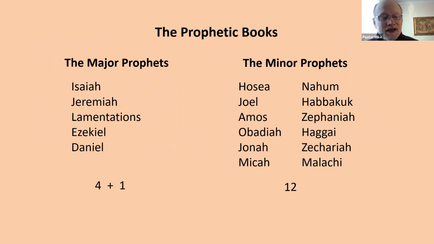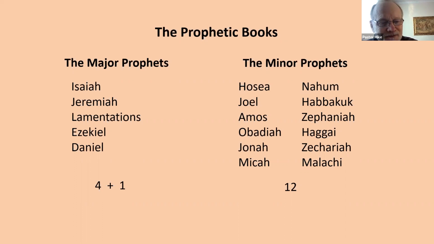You've got 5 of what we call the major prophets on the left. It's actually 4 of them. That's Isaiah, Jeremiah, Ezekiel, and Daniel. And you've also got this very small, brief book called Lamentations in the middle of them. So there's 5 books, but there's 4 prophets.